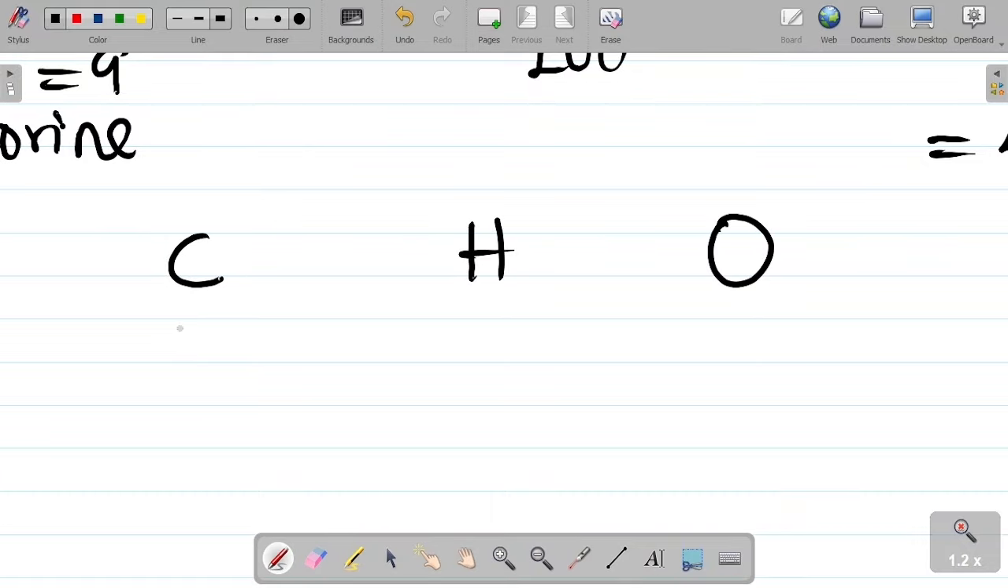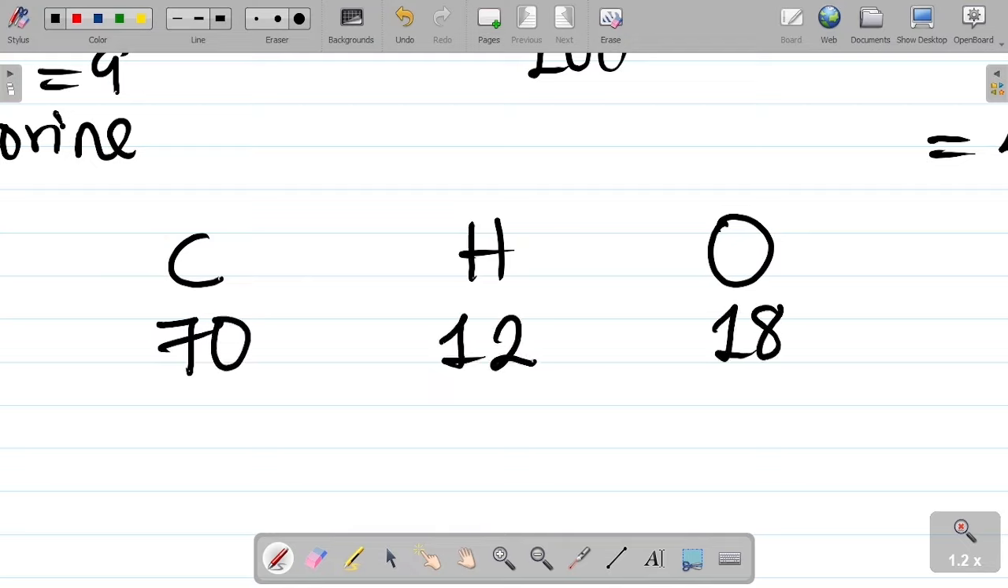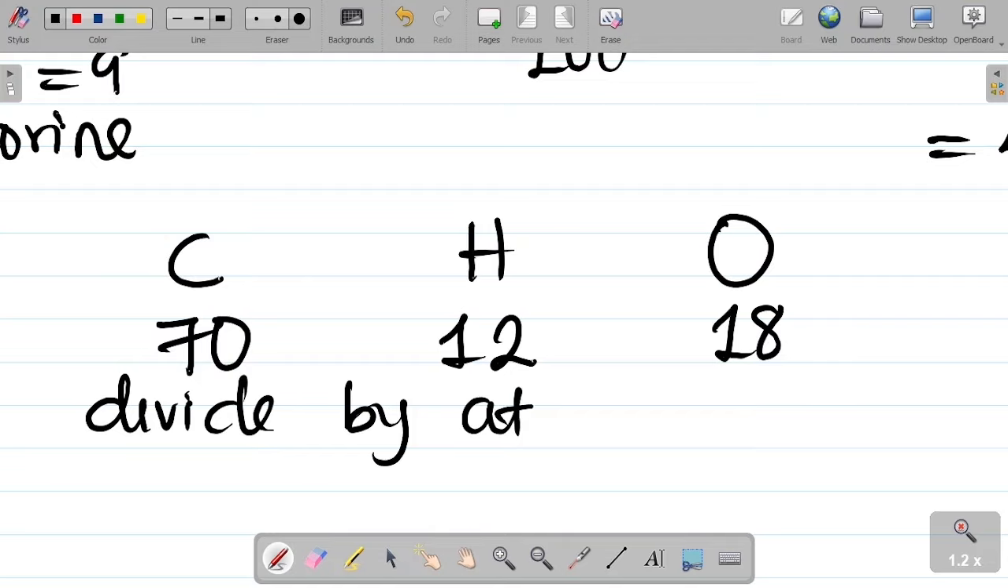For carbon, the value there is 70%. For hydrogen, it is 12%. For oxygen, it is 18%. Now, to get the empirical formula, the first thing we have to do is to divide by the atomic mass. Let's divide both sides by atomic mass.